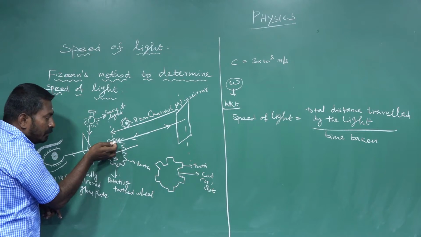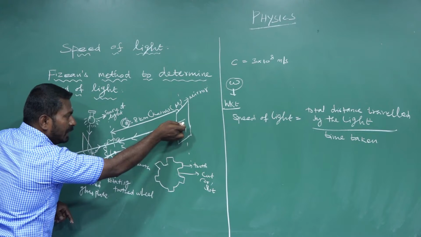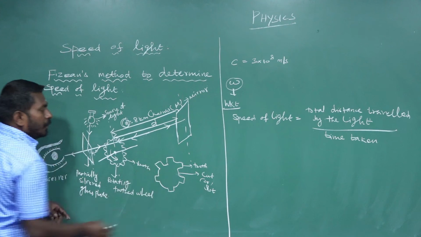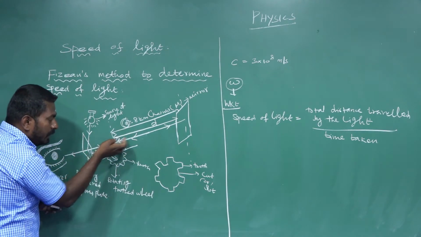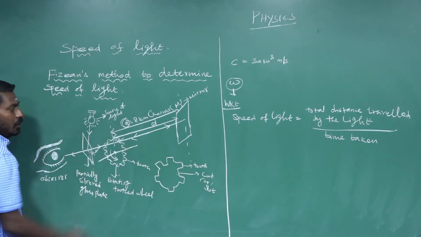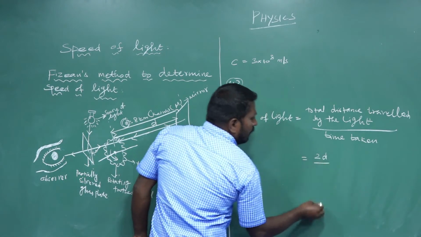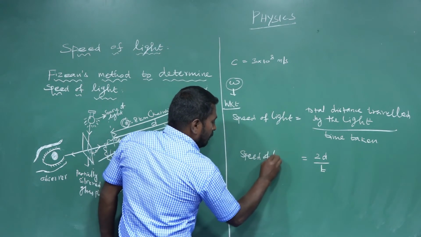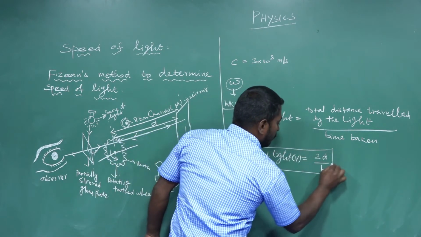But the light traveling through one of the cuts and traveling a distance d gets perfectly reflected by the mirror and travels the same distance d. So the total distance traveled by the light, when it passes through one of the cuts and is blocked by the adjacent tooth, is 2d. It will take a time t. V is the speed of light. This is equation number 1.